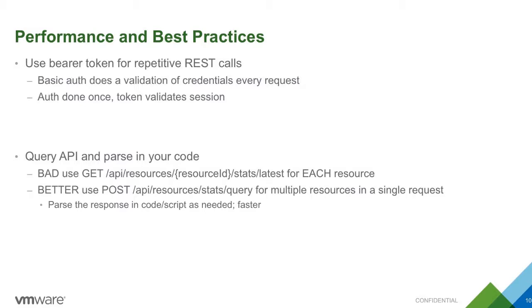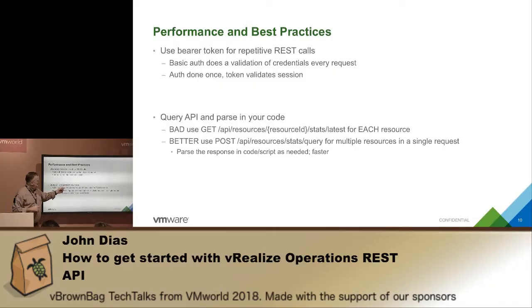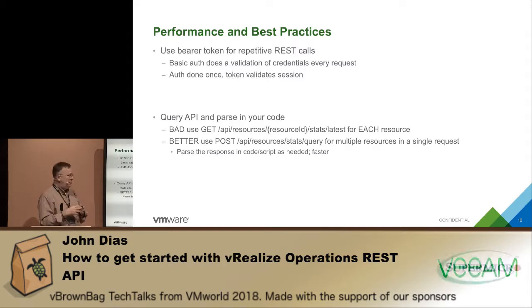Even more impactful, and this is a common mistake that I've made and many others who get started with this REST API have made: a good example is if you want to get the CPU stats for all the VMs in your environment. Say I want to know CPU ready for 2,000 VMs. If you do the get API resources stats latest for each resource, it's going to take a very long time because it's making literally a call for every one of those. Plus, it's adding overhead to your vRops node, which could impact vRops performance or UI performance.